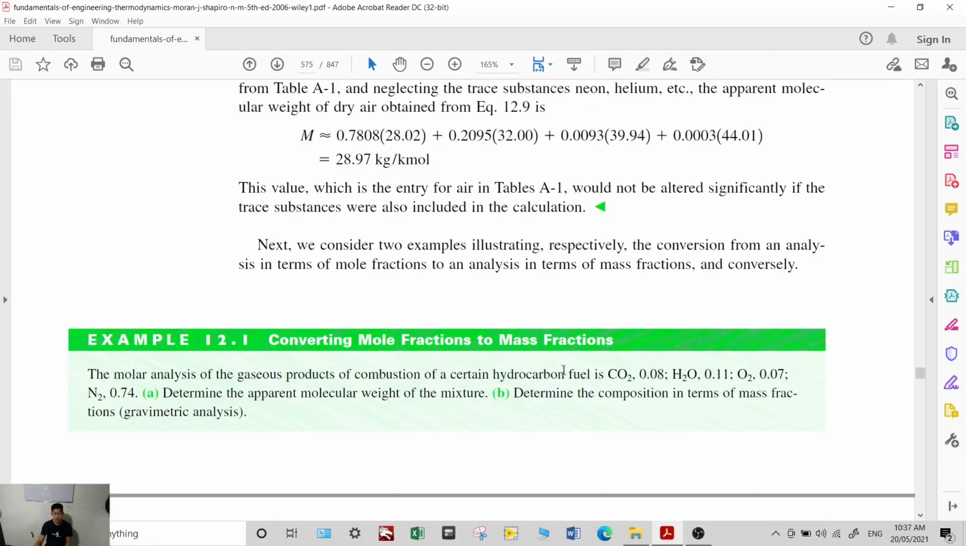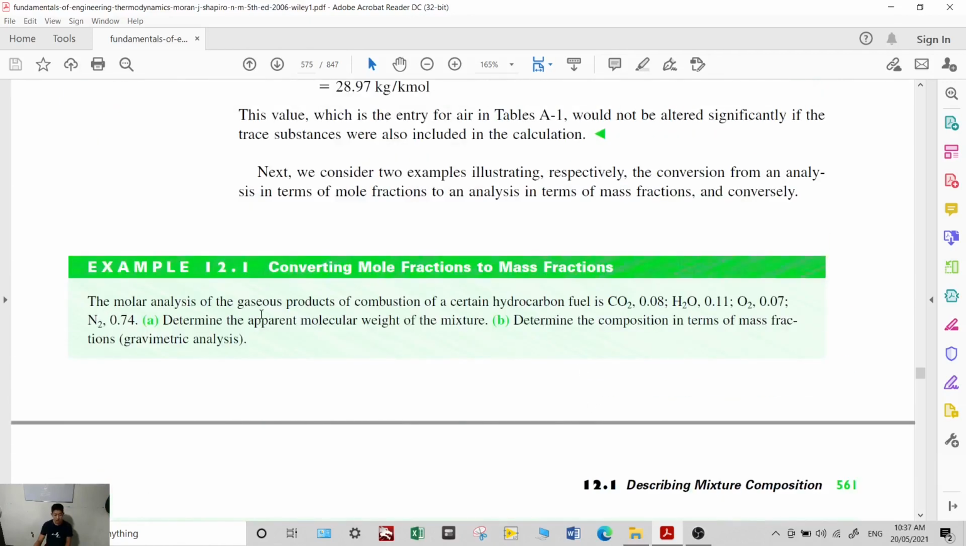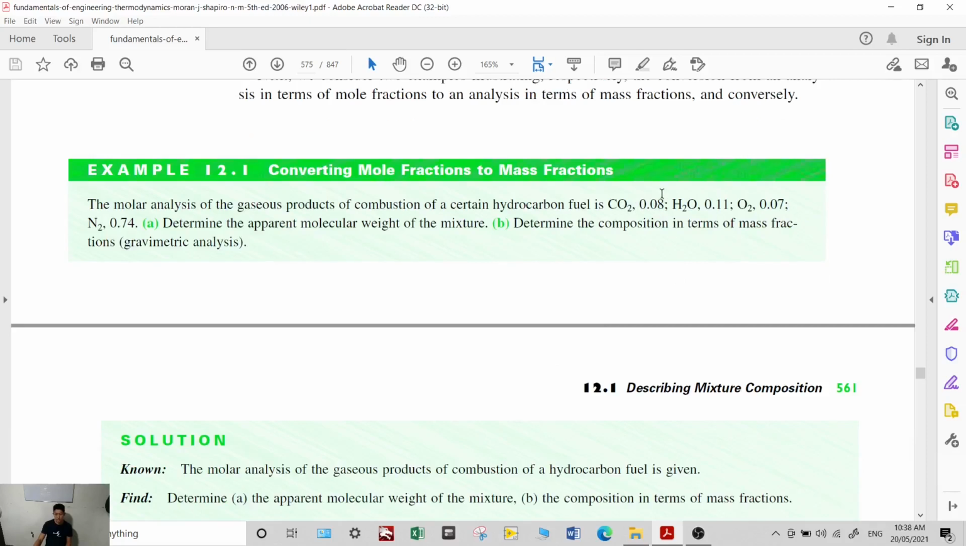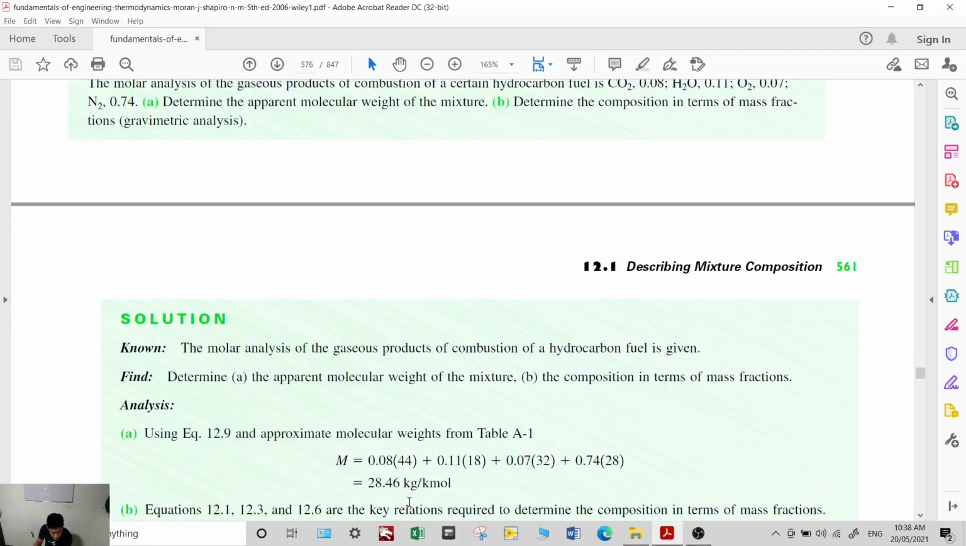Now, if you want to convert mole fraction to mass fraction, just solve this problem, no? Molar analysis of gaseous products of combustion. So in the molar analysis, this 0.08 is the mole fraction, no? And then you need to convert this to mass fraction. So first is to determine the molecular weight of the mixture. In this example, the chemical formula of the mixture or of the hydrocarbon fuel is not given. But given its composition in terms of molar analysis, you can still get the molecular weight. You get it by the mole fraction times the molecular weight of CO2 plus 0.11 times the molecular weight of H2O, and so on. Therefore, you can get the molecular weight, which is 28.46 kg per kilomole.